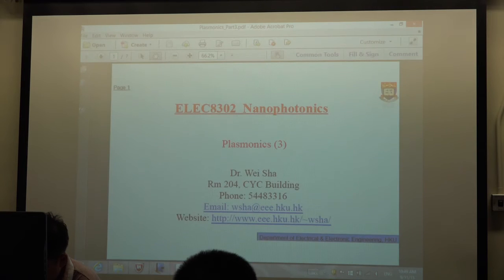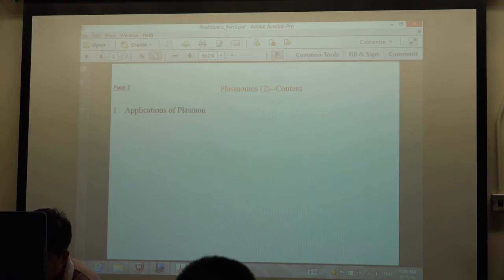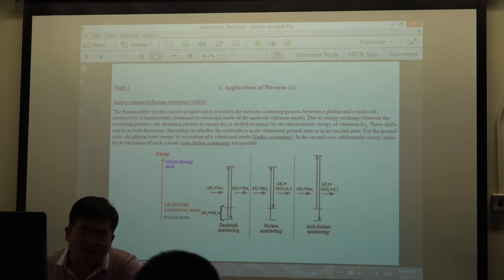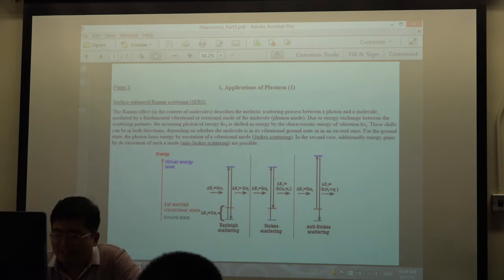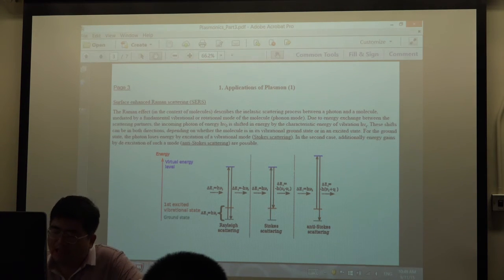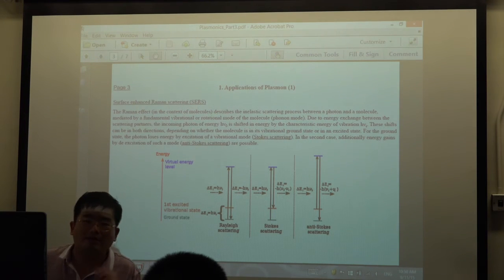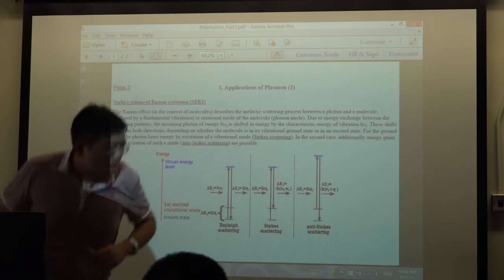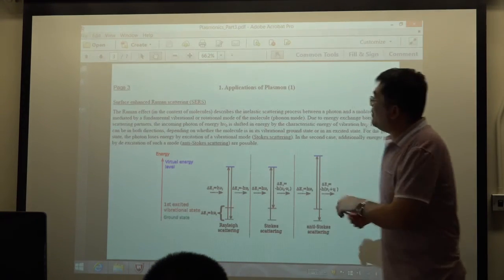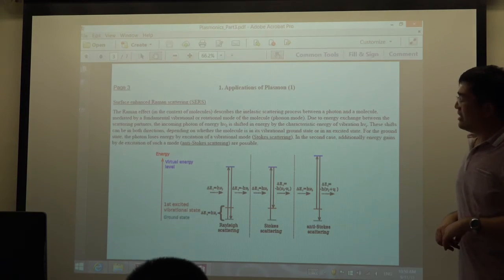So let me go to the application of our plasmonics. I talk about two, because plasmonics has many, many applications and I have no time to talk about too much. I talk about the source and the image. I talk about two applications. But I think the first successful application is surface enhanced Raman scattering.